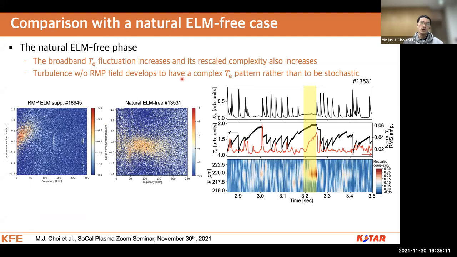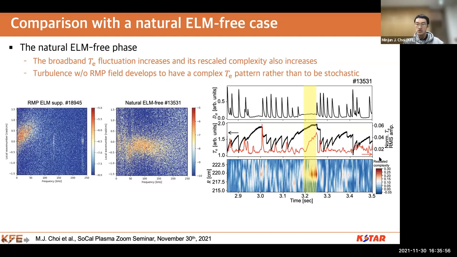For example, we compare this result with the result of a natural LM free case. A natural LM free phase is obtained in this plasma. For example, this is the alpha line, and somehow we obtain a significant period of LM suppression without any external perturbation. And this is temperature, and this is the normalized temperature fluctuation amplitude. You can see that temperature fluctuation appears, and in this wave number and frequency space, it has broadband structures, as you can see here.